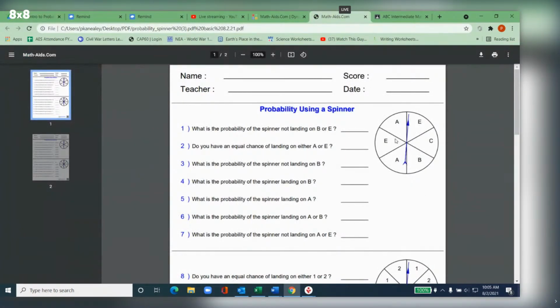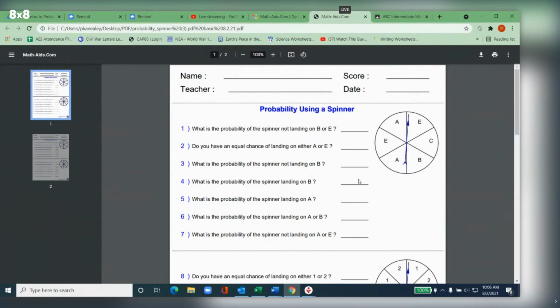So, probability using a spinner. If we look at this spinner, there are 1, 2, 3, 4, 5, 6 spaces. So we have 2 A's, 2 E's, a B, and a C. So we have A, B, C, and E. There's 4 different letters, but on this one we have 2 A's and 2 E's. Okay, so basically, if you spin this, what is the probability of the spinner not landing on B or E?